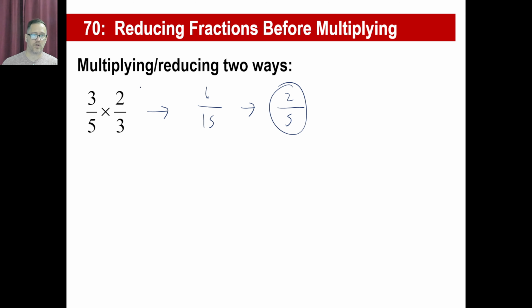Or you could just look at this and go, okay, well, I'm going to knock out the 3's. One's on top, one's on the bottom. 3 divided by 3 is 1. I don't need to multiply stuff by 1. The numerator is a 2. The denominator is a 5. 2/5, just like we did it. So you can do that all kinds of ways, all right? And again, this is why you want to know your times table.